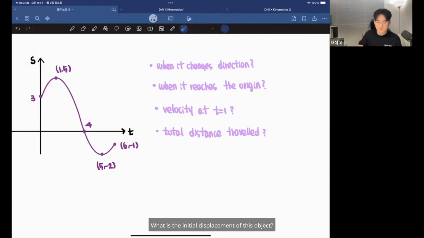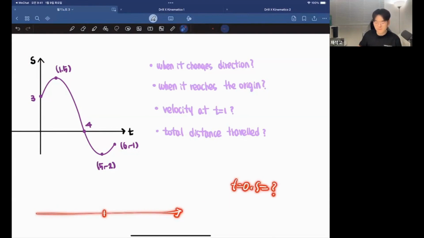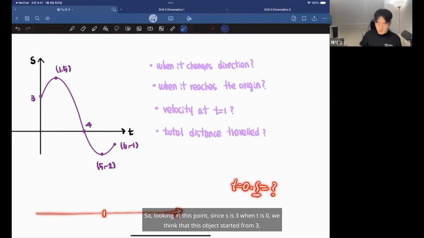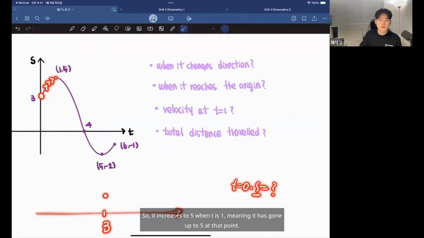What is the initial displacement of this object? The initial displacement is asking what s is when t is 0. S is the displacement. Since s is 3 when t is 0, this object started from 3. It starts here, and the displacement increases at first. It increases all the way up to 5, so it goes up to 5 when t is 1.